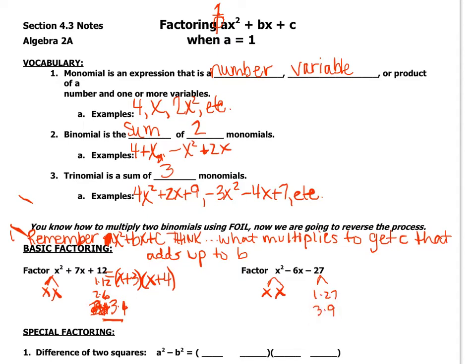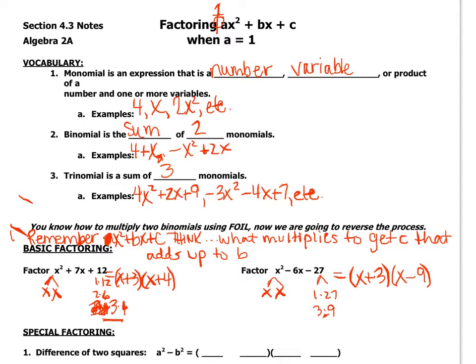So which pair, when you make one of them negative, are going to add up to negative 6? And it's going to be this pair right here, 3 and 9. And if I make 9 negative, positive 3 plus negative 9 gives you negative 6. So I need to make my 9 negative. So this factors into x plus 3 times x minus 9. And that's what it factors into.